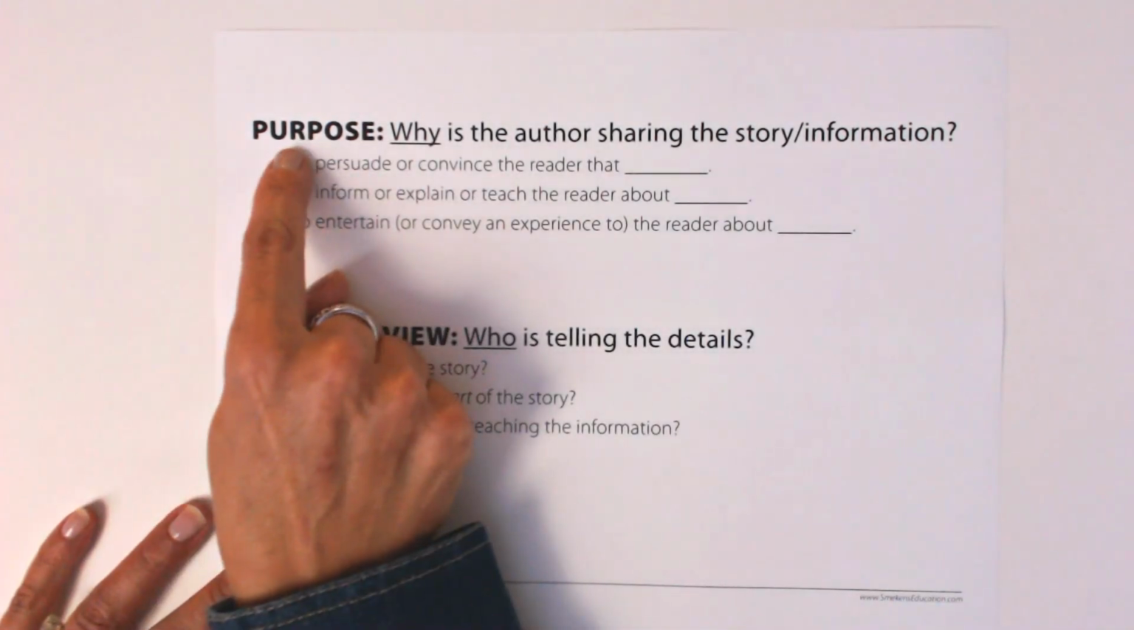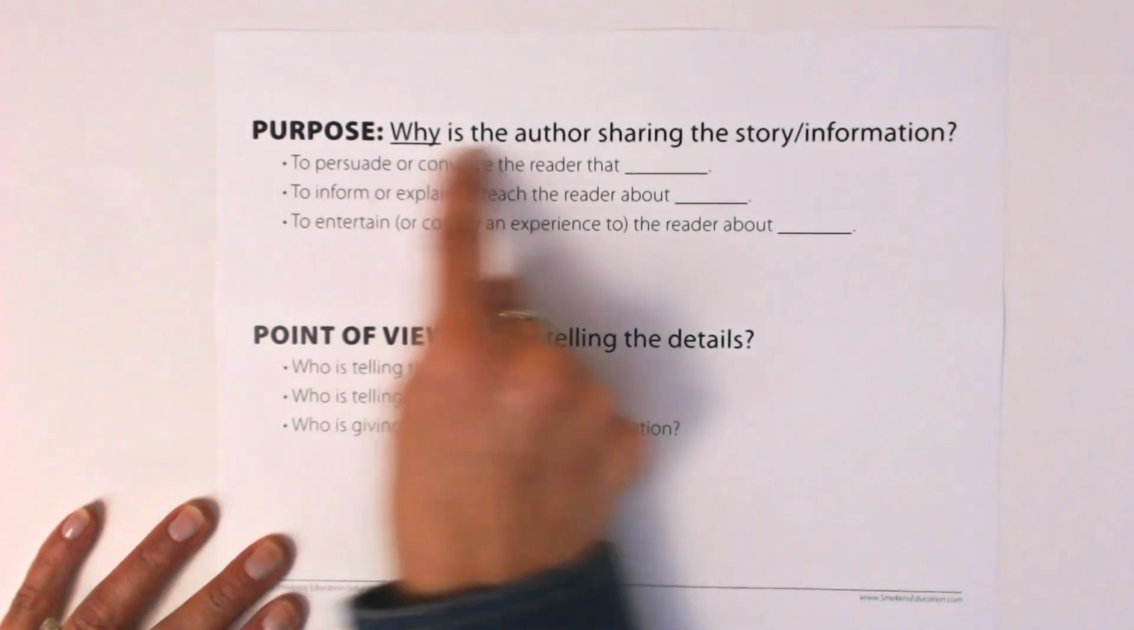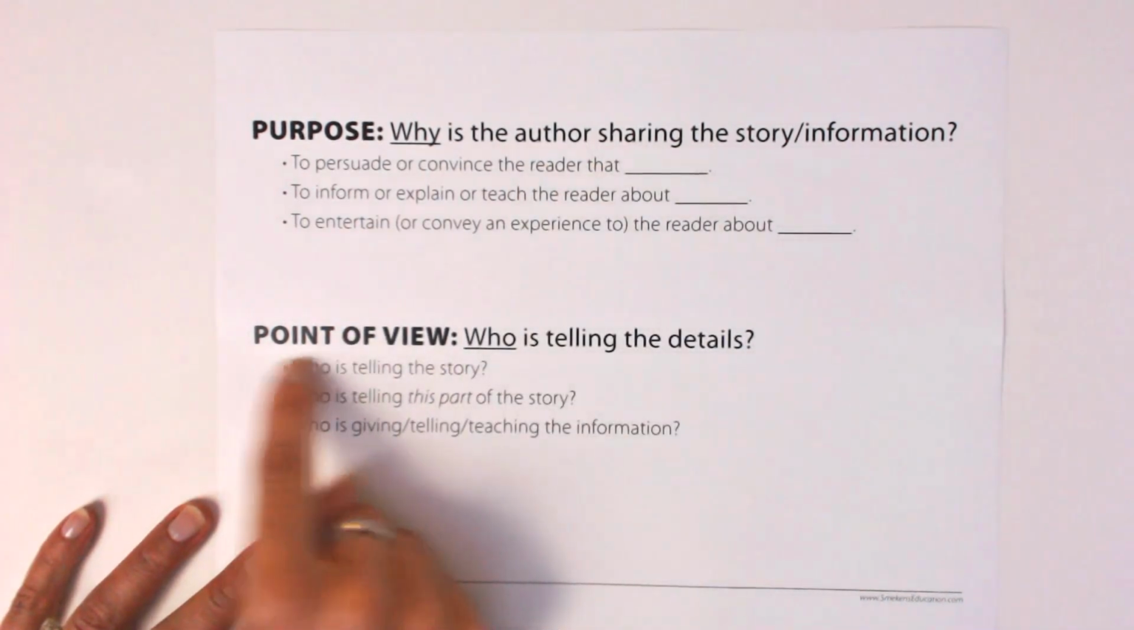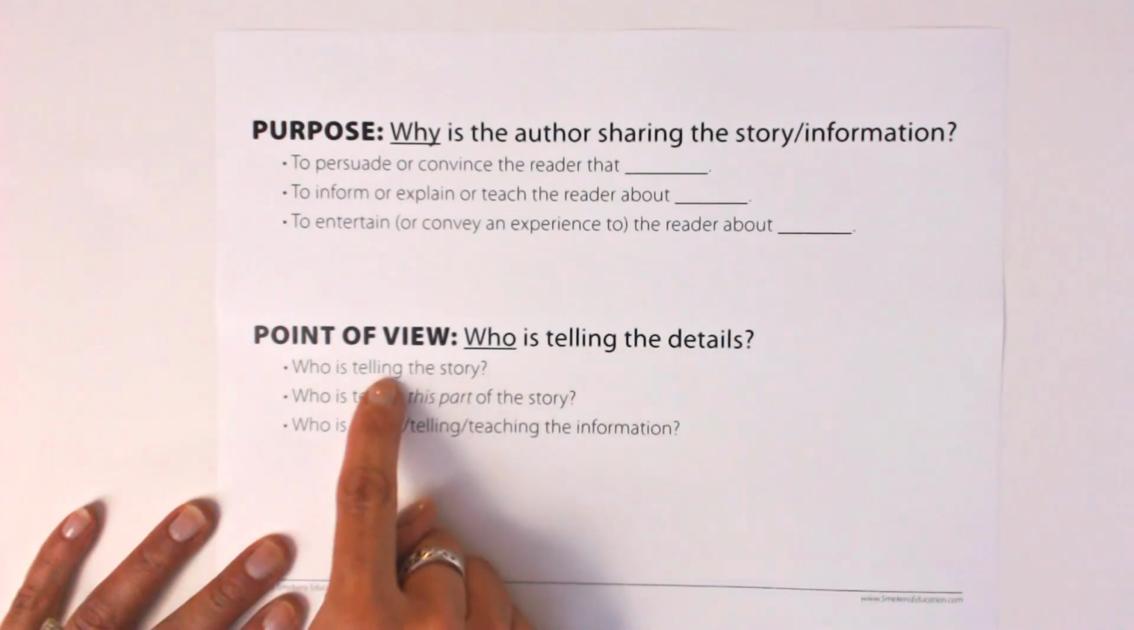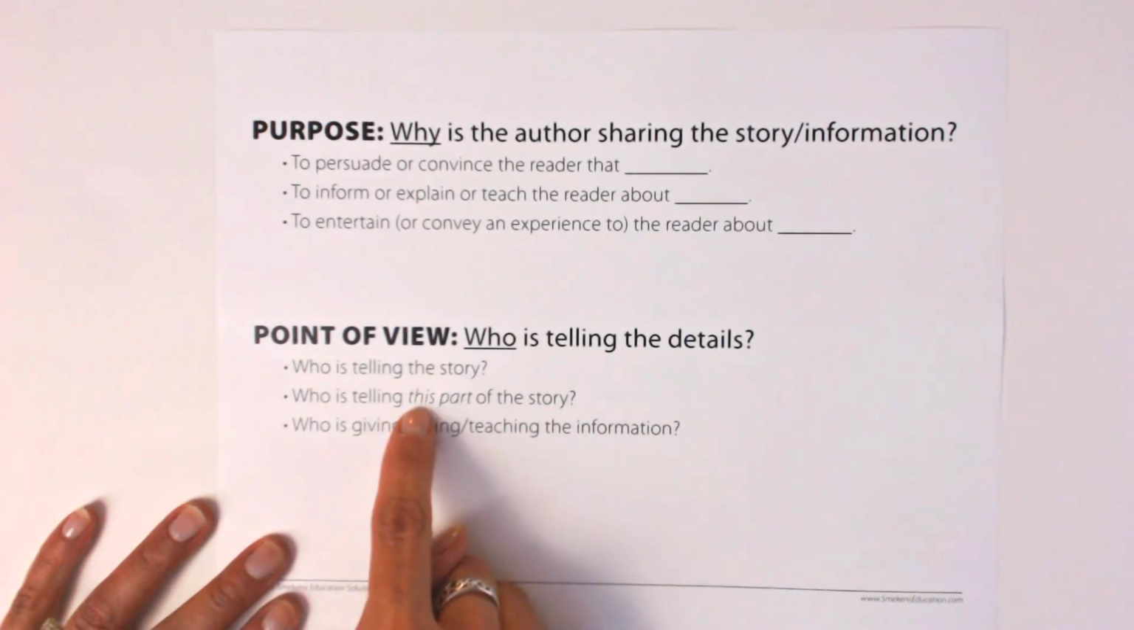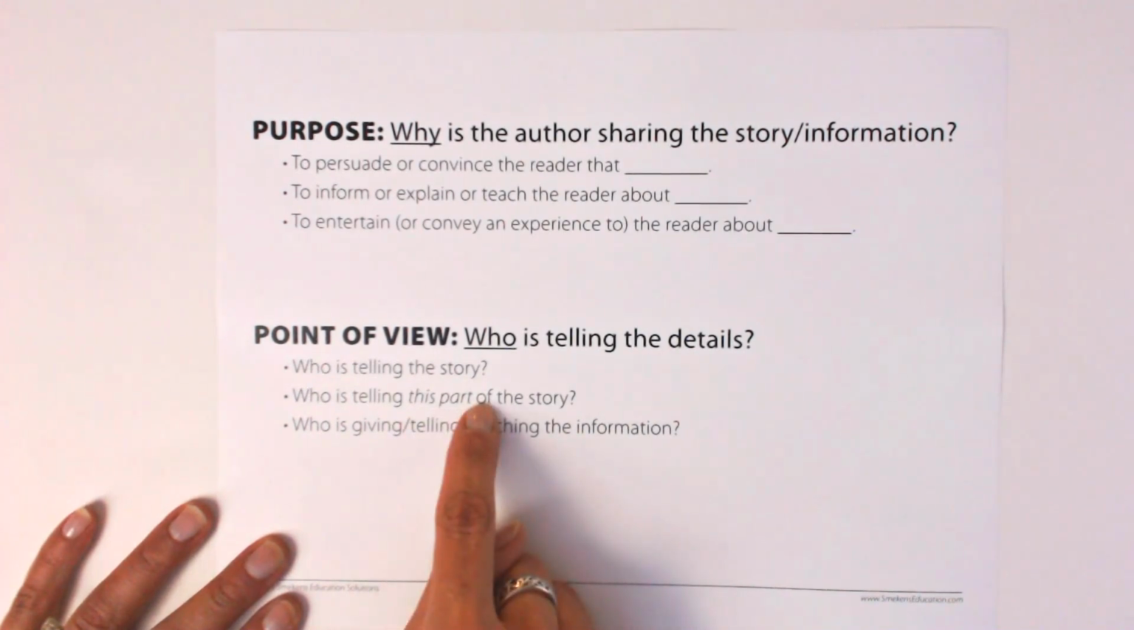Like in Wonder, there are like eight different parts to this chapter book, and each part is being told by a different character. That's a different point of view. Auggie tells part of the story. Jack tells part of the story. Summer and Via and several other characters. Students need to understand that purpose is why the author is writing, whereas point of view is who is telling or sharing the details. Who's telling the entire story or just this part of the story?